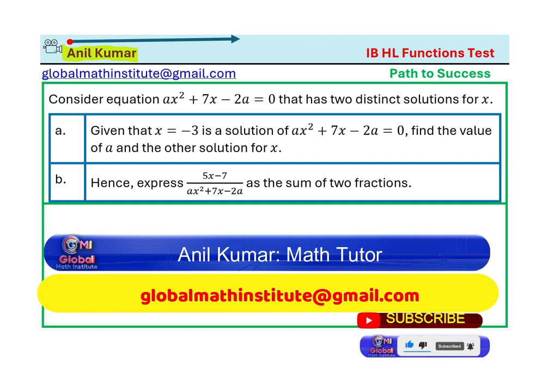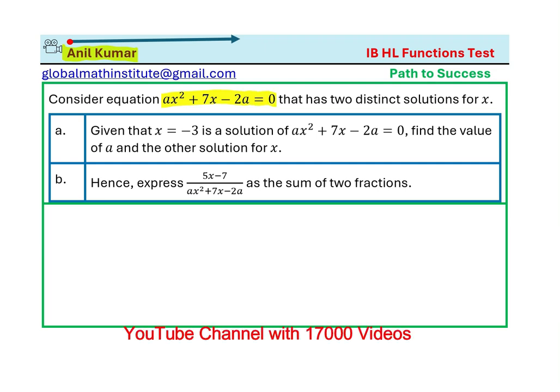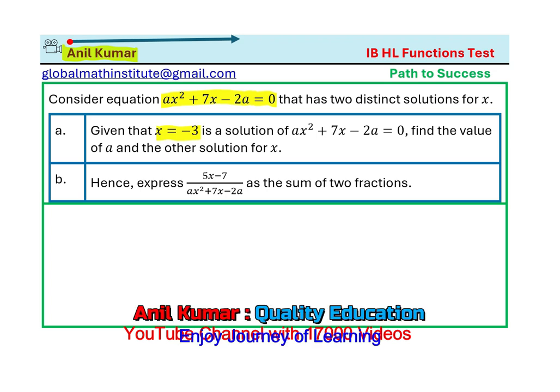Now let's see, how do we solve this equation? We are given a quadratic equation which is ax squared plus 7x minus 2a, and also given that x equals to minus 3 is a solution. It means that if I substitute minus 3 in the equation, I should get 0, right? So let's work on that.